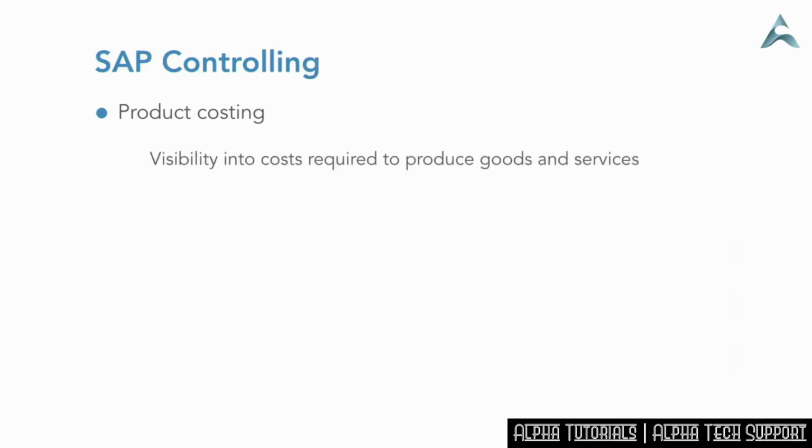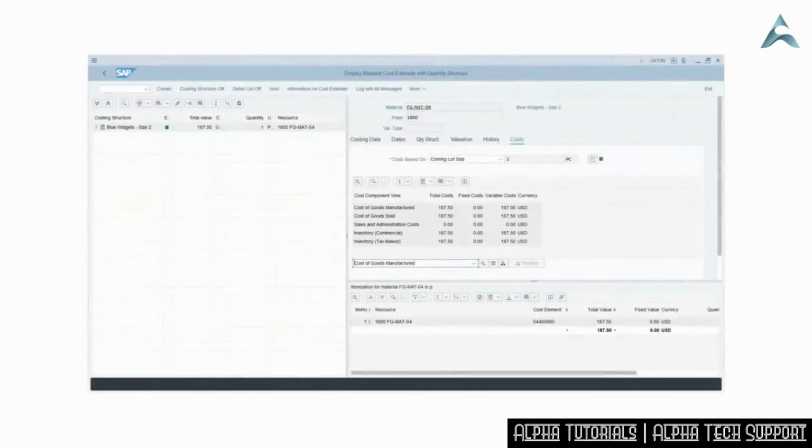Product costing looks at the costs required to produce goods and services. It gives clarity to manufacturing costs, and it helps with decisions on whether it's worth buying a product to resell or better to make it in-house. Let's take a look at an example. This screenshot shows a material cost estimate for a material called Blue Widgets Size 2. We can see the total value of $187.50 for each blue widget manufactured.